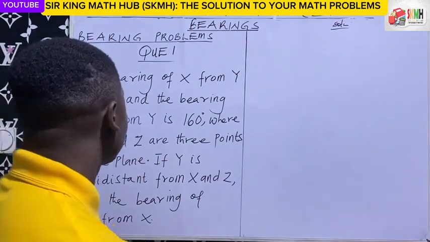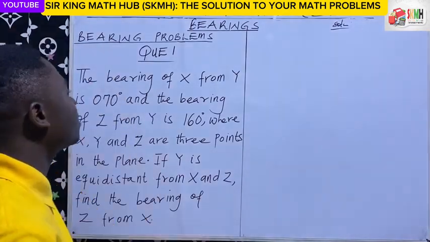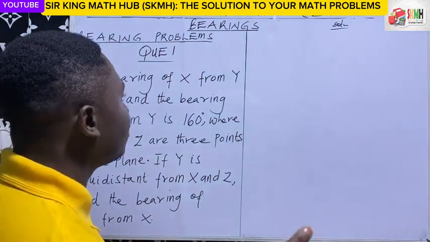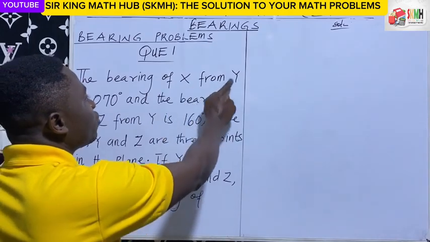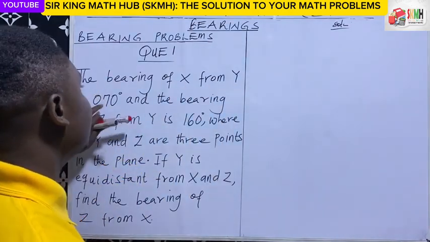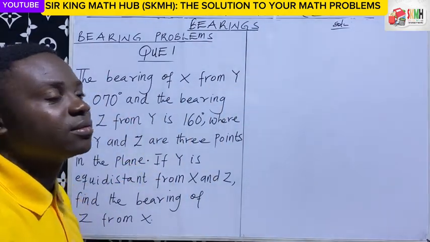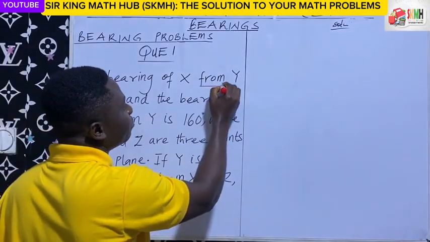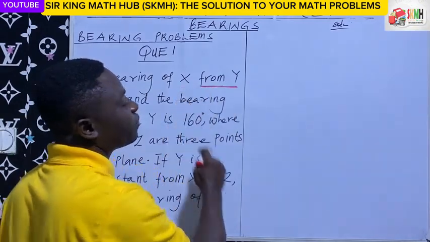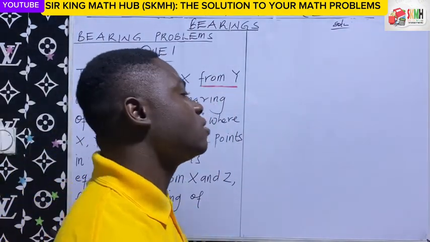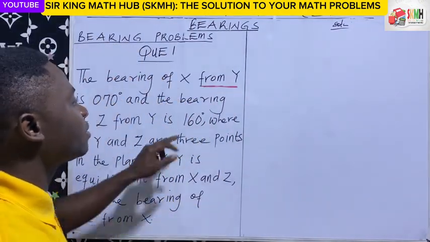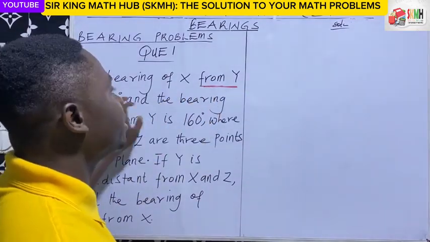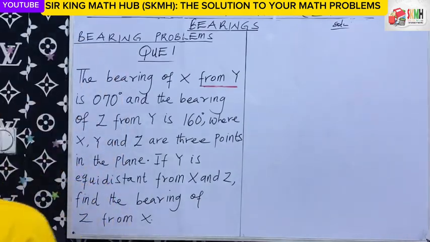So first of all, let's measure the 70 degrees bearing. If you remember, between x and y, where are we to measure the 70 degrees? We said that in bearings, where we hear the word from, that is where we measure our bearings. So it means that between x and y, we have to measure 70 degrees from point y. So let's do that.